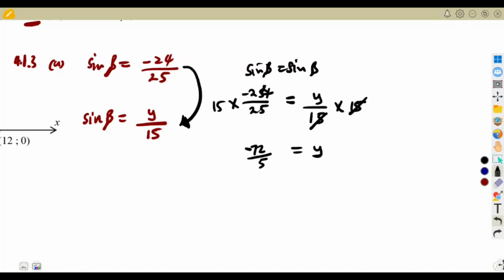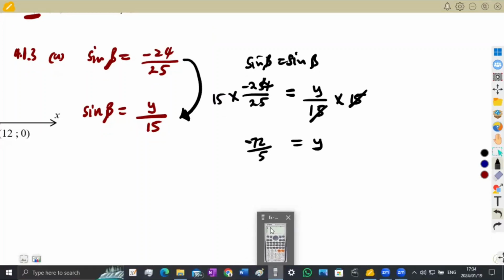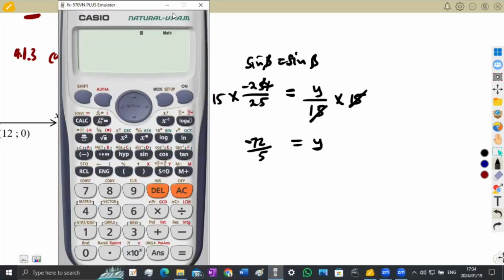All right, then let me just try to do this quickly. Let me just try to show this part of the screen here. I hope you can see the screen. So this is it: 15, just multiply 15 times 15 multiplied by 2. We're going to take this negative 24 over 25.